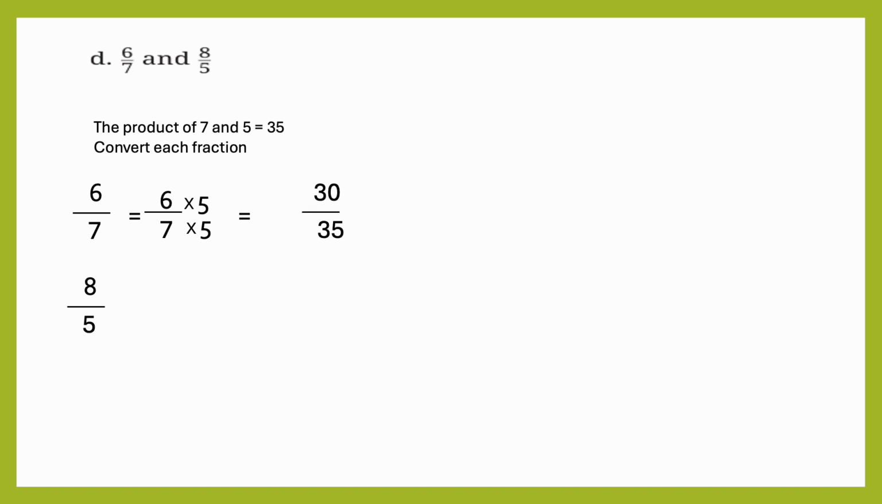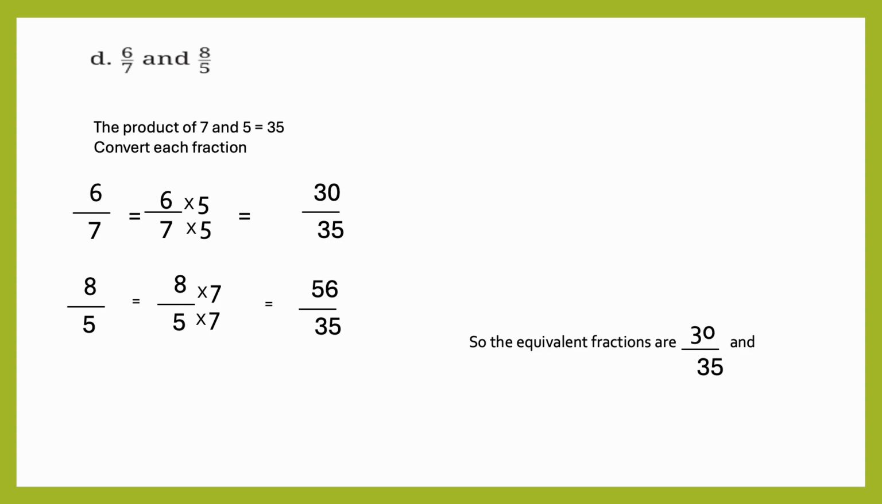Similarly, convert 8 by 5 into an equivalent fraction such that the denominator is 35. 5 into 7 is 35. So multiply both numerator and denominator by 7. So 8 into 7, 56. 5 into 7, 35. 56 by 35. So the equivalent fractions are 30 by 35 and 56 by 35.